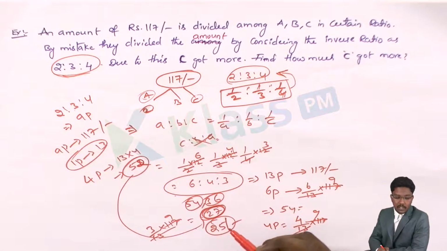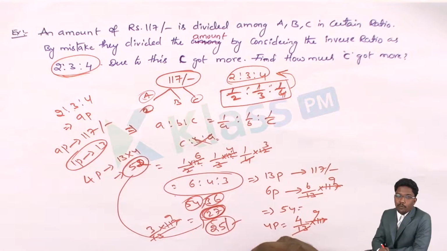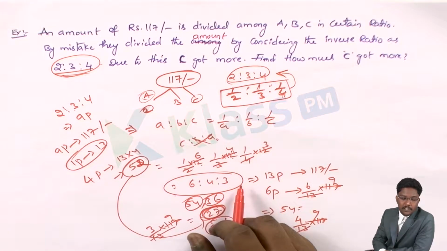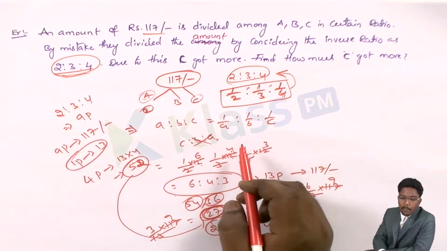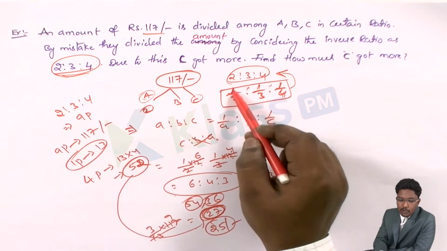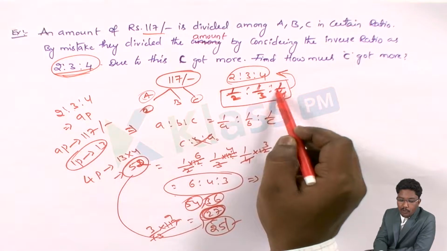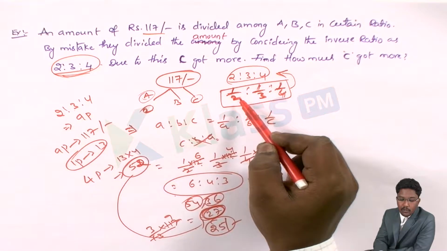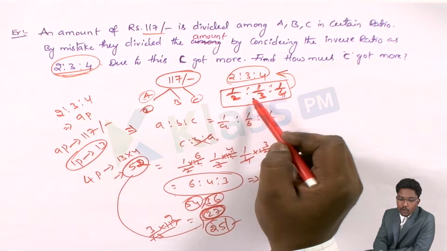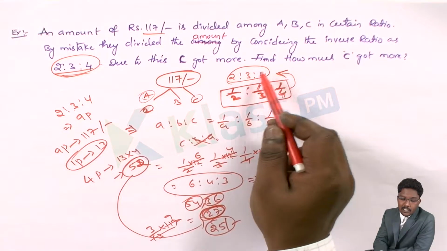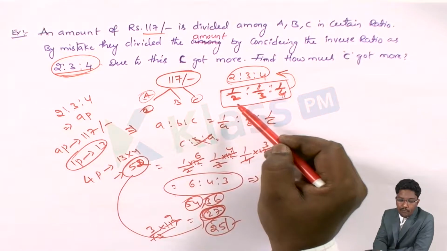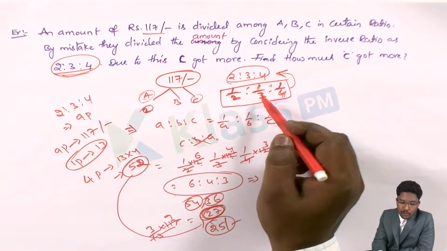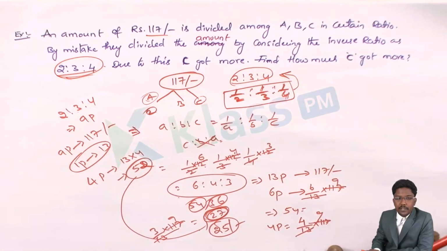Okay, everyone understood? C is getting 25 rupees more because of the consideration of wrong ratio. The person who is dividing this 117 rupees between A, B, C should consider the original ratio's inverse. Original ratio is 1 by 2, 1 by 3, 1 by 4. So he has to divide this amount in the inverse ratio, but he doesn't know how to calculate inverse ratio. So directly he is taking 2:3:4 as the inverse ratio of 1 by 2, 1 by 3, 1 by 4. Then due to this mistake, C got 25 rupees more.